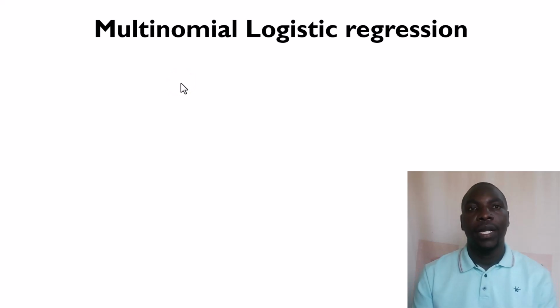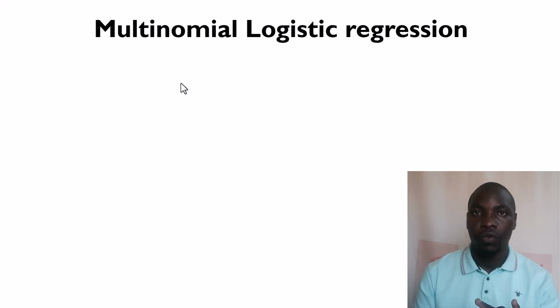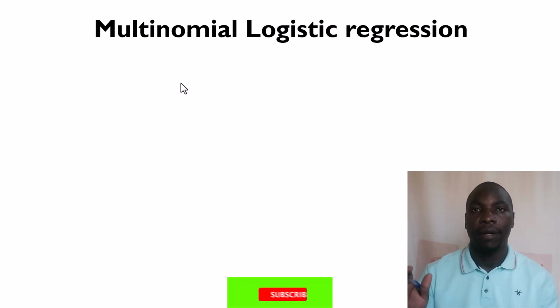In this episode, we are going to look at multinomial logistic regression analysis in Stata. This type of regression is simply an extension of binary logistic regression. Unlike in binary logistic regression where our outcome is categorical with only two levels, multinomial logistic regression allows you to analyze a categorical outcome with more than two levels, 3 and above.